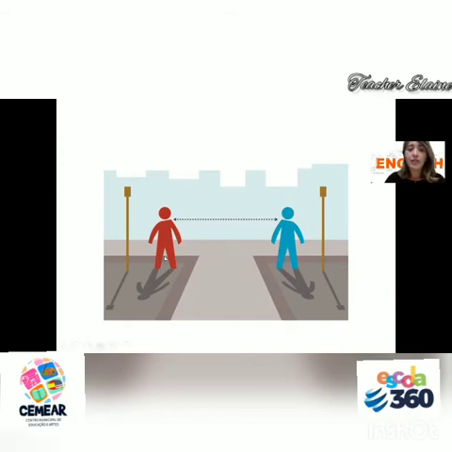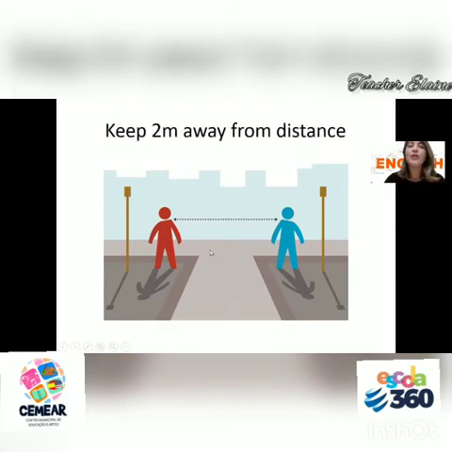Here we can also explore lots of vocabulary. Here we have, you know, a shadow. Remember the shadowing technique? This is a shadow. They are across from each other here, you know. And what we have here, we have to keep 2 meters away from distance. So you have to keep away from each other. You have to keep 2 meters away from each other.